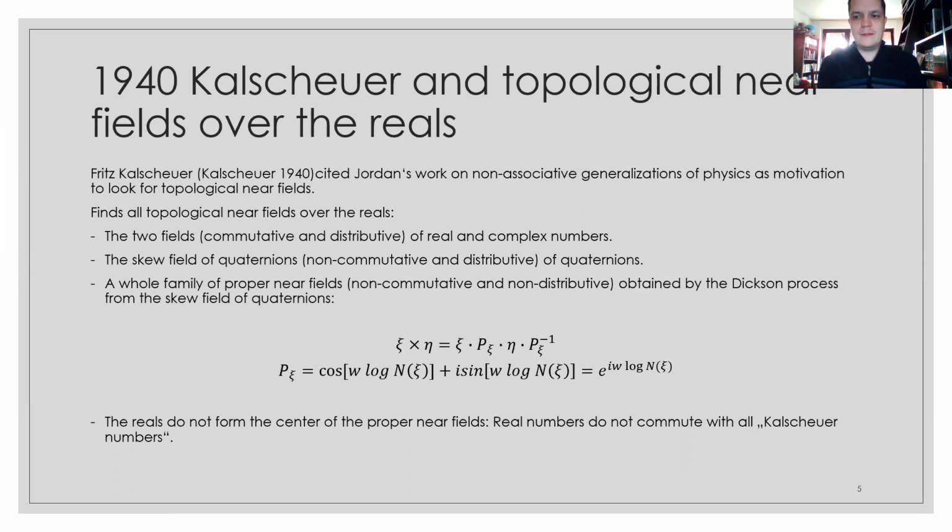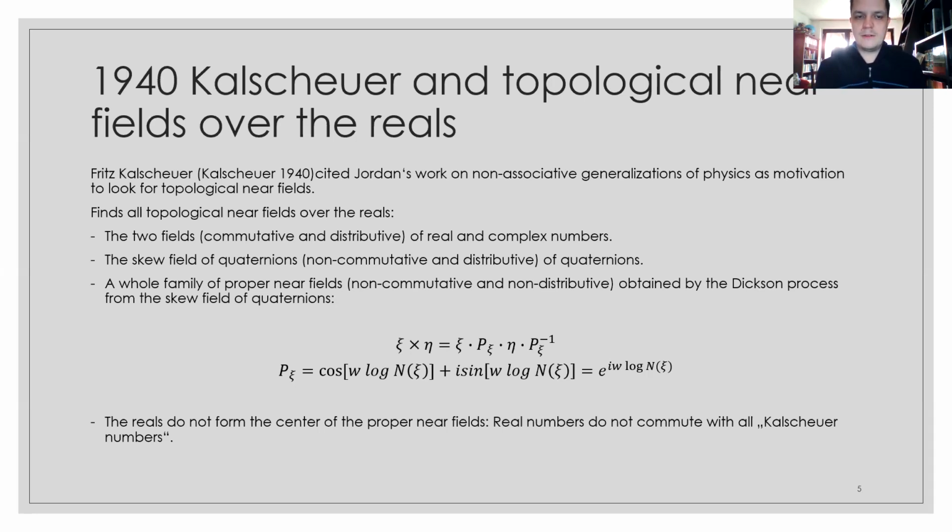So then the next person who looked at one-sided distributive systems was Karl Scheuer in Germany. I think in the community of near-ringers, he is famous for discovering topological near fields over the real numbers. And what I will show you later is that Karl Scheuer was inspired by Jordan's work on non-associative generalizations of quantum mechanics to look for near fields. I will show you later what he has written about this.